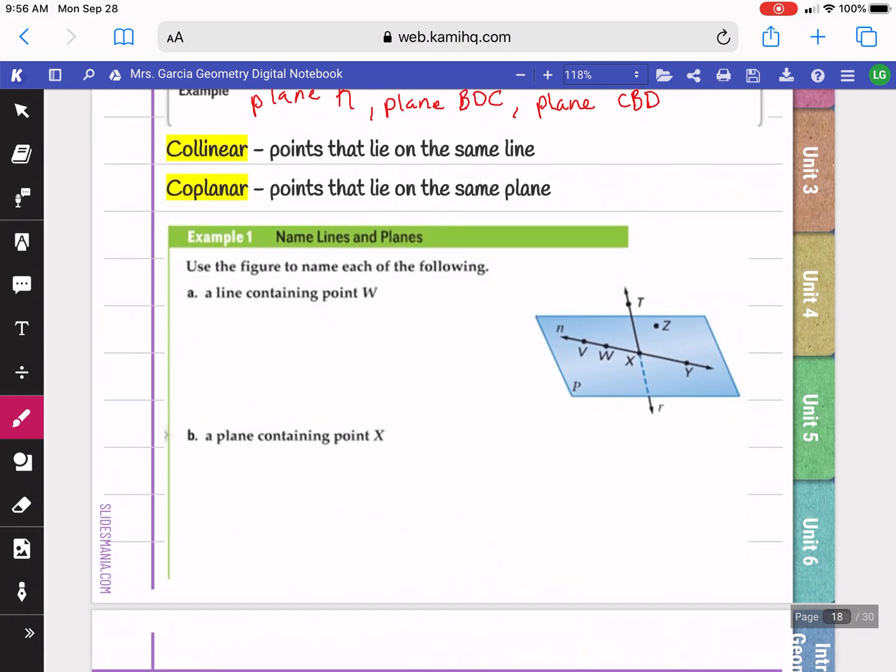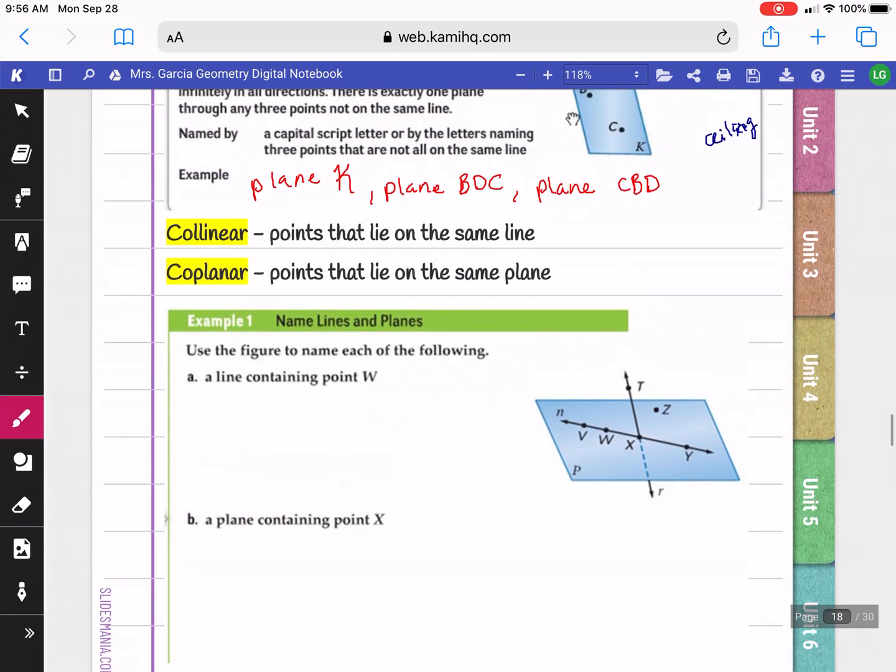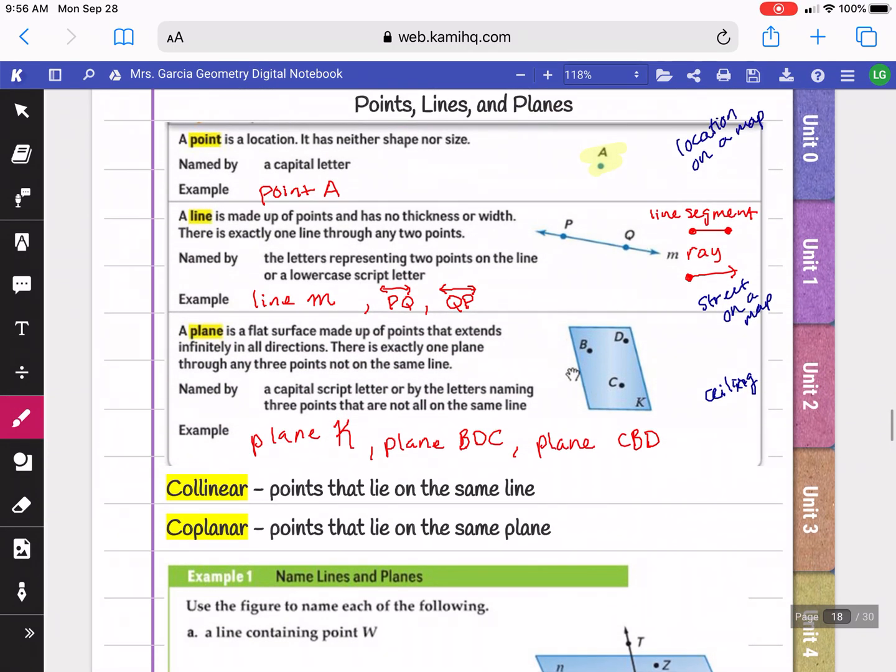Collinear are points that lie on the same line. So if we look at the picture above, P and Q are on the same line. So P and Q are collinear. If you look at the plane above, coplanar means points that lie on the same plane. So B, D, and C are coplanar.